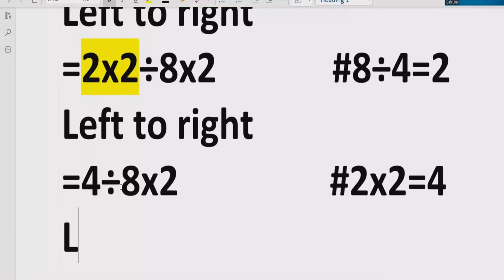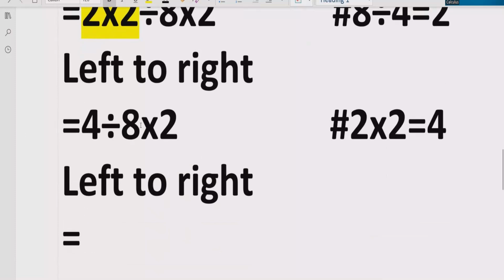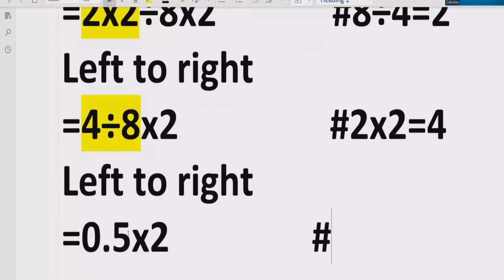Now again we have to follow the same step, go left to right, and this time we have 4 divided by 8. We have to solve this one. If we divide 4 by 8, we get the answer 0.5. Multiplied by 2, we will write here as it is. And here we have to give the reference: 4 divided by 8 equals 0.5.